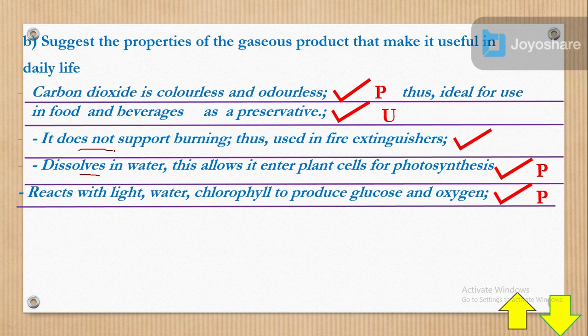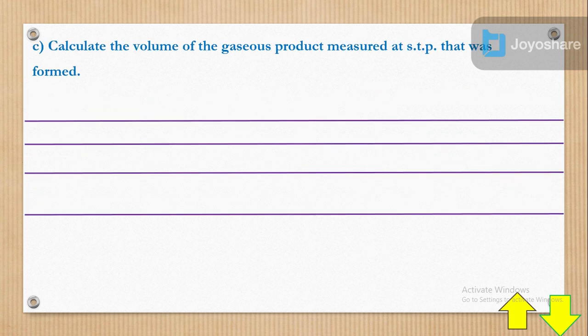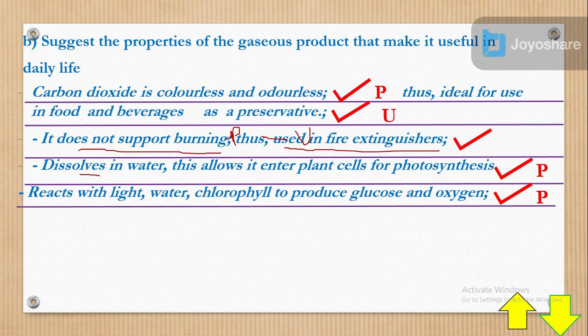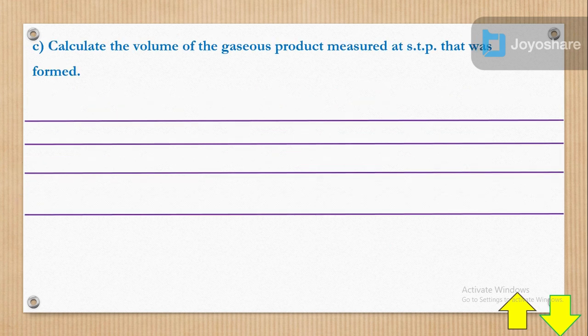Now, does not support burning is a property. Then the use is this. So here I would put P, and there you put U. However, I can just put a tick and then your word, a mark. Then at the end of the story, you have to get 5 marks. This is meant to have 5 marks, though I didn't put it there. Let's move on to part C.